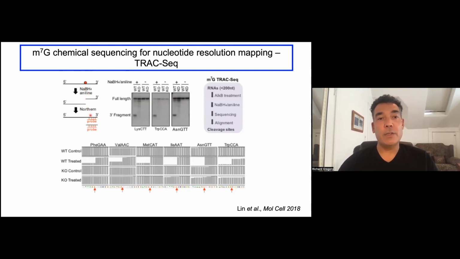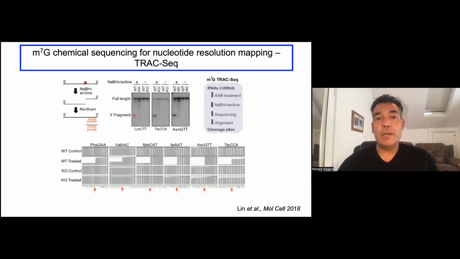These are initial experiments where we treated the small RNAs with the chemicals as described just now, and then we analyzed the cleavage products by northern blot. You can see here, again, there's a very specific cleavage fragment detected in the RNA that's treated with sodium borohydride and aniline. This band is absent in the METL1 knockout, as expected. And of course, just as a control, these are untreated RNA samples. So it's a very specific cleavage that is detectable by northern.